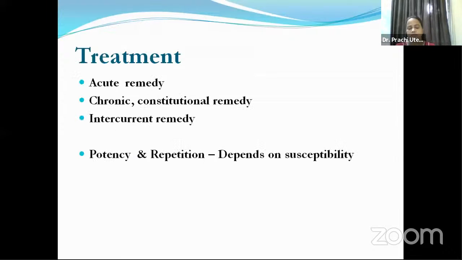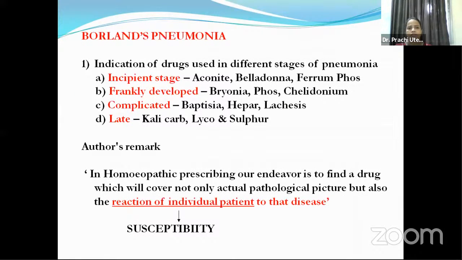So, treatment: according to the form, we can give an acute remedy, or the constitutional remedy can be selected. Sometimes in pneumonia, it is mentioned in borderline pneumonia also, that if the case is not progressing further, then an intercurrent remedy can be used. That can be given if the case comes to a standstill. Potency and repetition depend on the susceptibility.